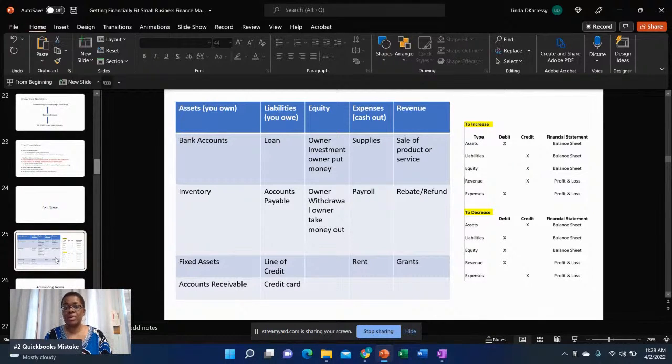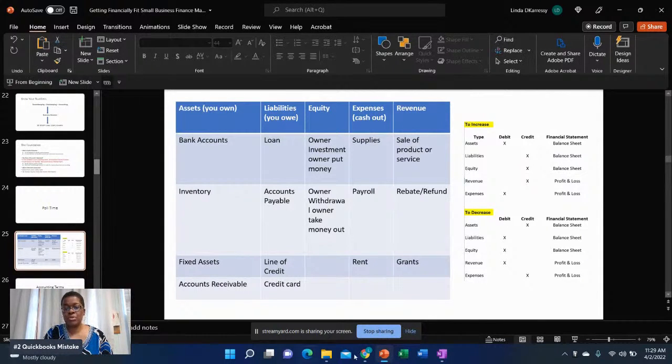Then you have the equity section. The equity is where you have owner investment and owner withdrawal. Then you have expenses, which I think is pretty self-explanatory: supplies, payroll, and rent. Then you have revenue, or you may call that income accounts. So, rebate account, grant. Some people may have service account, product income. You really want to make sure you understand what account you're creating or what account you actually need.